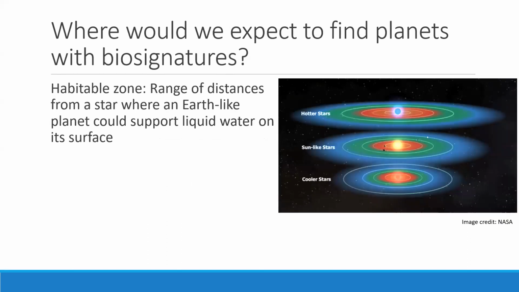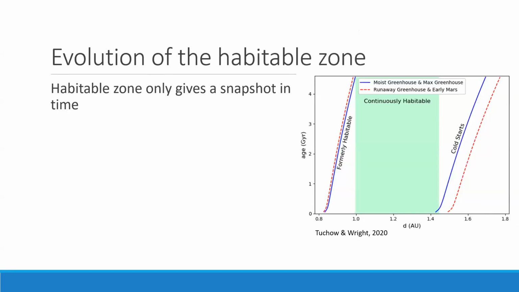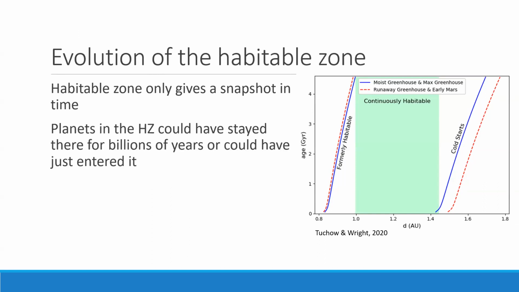So to first order, if you ask your average astronomer where exactly would we expect to find planets with biosignatures, the go-to answer is the habitable zone, which I imagine most of you are familiar with, but it's the range of distances from a star where an Earth-like planet could support liquid water on its surface. And astronomers can calculate the distances of the habitable zone given the luminosity and effective temperature of a given host star. However, the habitable zone only gives a snapshot in time. Planets that currently reside in the habitable zone could have stayed there for billions of years, or they could have just entered it.